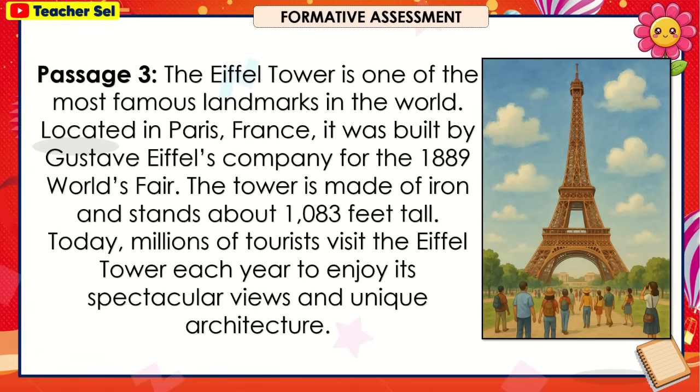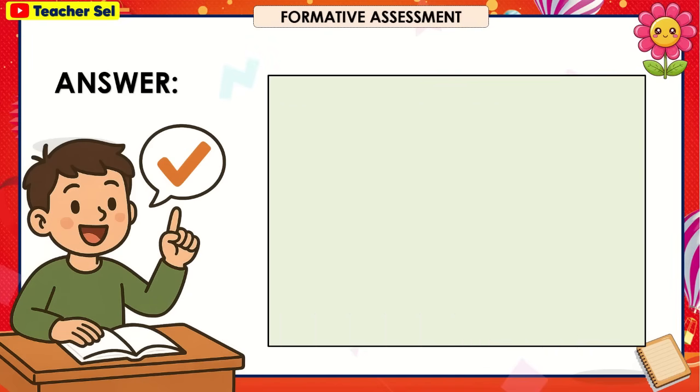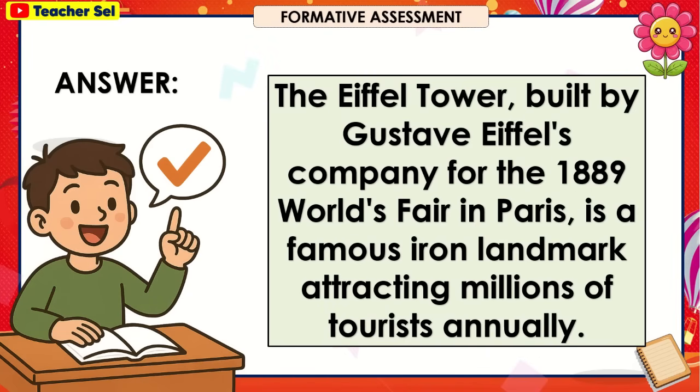For Passage 3, the Eiffel Tower is one of the most famous landmarks in the world. Located in Paris, France, it was built by Gustave Eiffel's company for the 1889 World's Fair. The tower is made of iron and stands about 1,083 feet tall. Today, millions of tourists visit the Eiffel Tower each year to enjoy its spectacular views and unique architecture. For the possible answer, the Eiffel Tower, built by Gustave Eiffel's company for the 1889 World's Fair in Paris, is a famous iron landmark attracting millions of tourists annually.